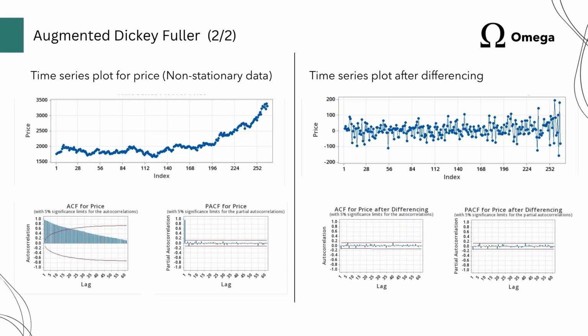Next up, we differentiate the data so that it becomes stationary. And this is the graph after differencing, and you can see that it has a very different graph.